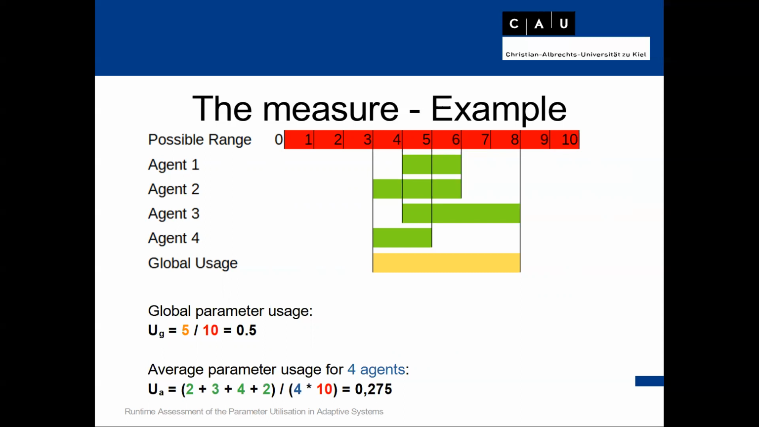This gives us a global parameter usage of 0.5, calculated as the yellow range, 5 actually taken values between maximum and minimum, divided by the 10 possible values. And the second measure, the average parameter usage for these 4 agents, is the sum of the green ranges divided by 4, and then divided by 10, which leads to an average parameter usage of 0.275.